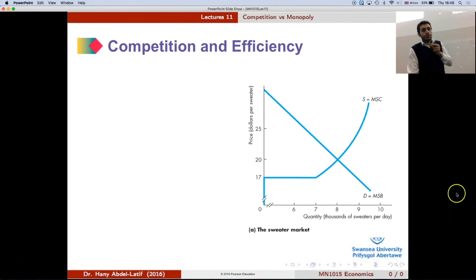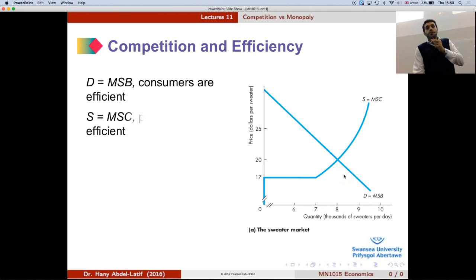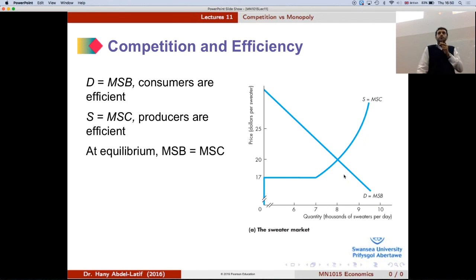So this is perfect competition now. In perfect competition, the supply curve is the same as the marginal social cost, and the demand curve is the same as the marginal social benefit, which means the intersection point here is where efficiency happens. The outcome here should be efficient, because at this point the marginal social cost equals the marginal social benefit, and the allocation of resources is efficient.